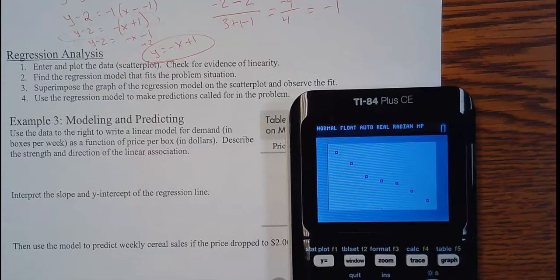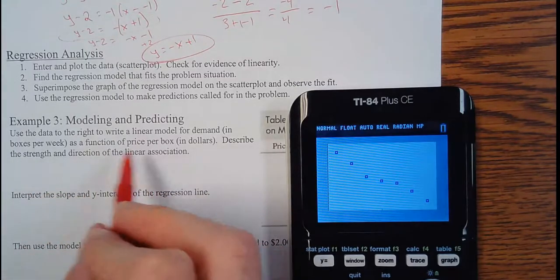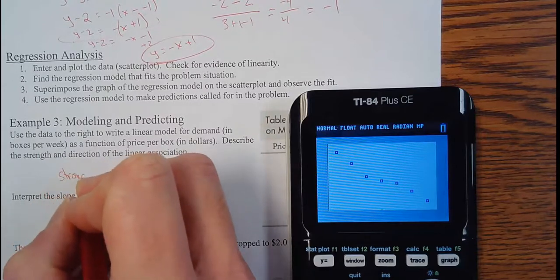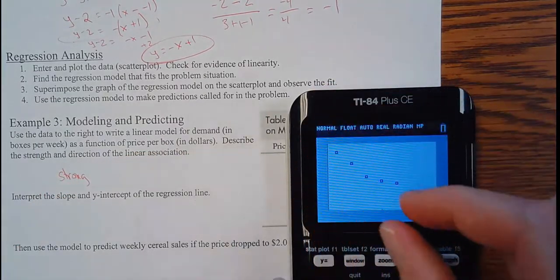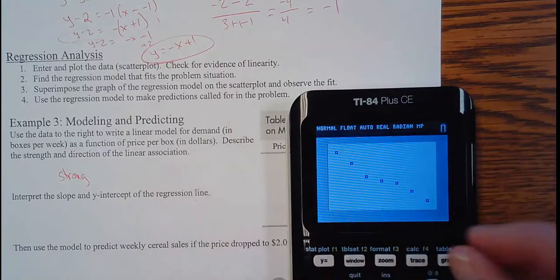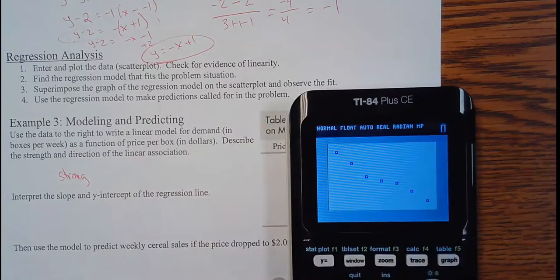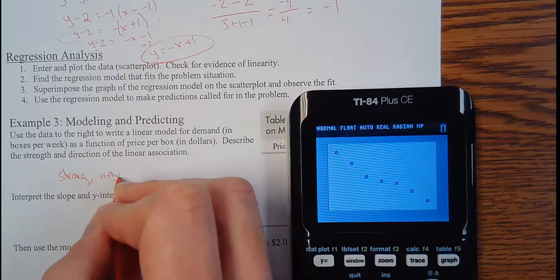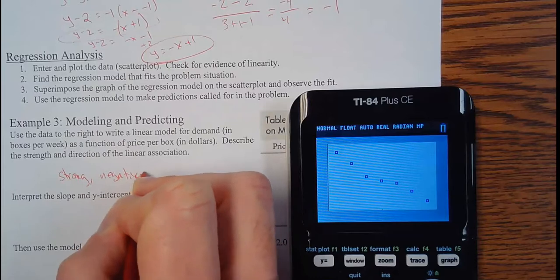So describe the strength and direction. The strength is pretty strong. It's packed pretty tightly together. Again, you can argue that there's a curve to it, but we're just going to say it's packed pretty tightly together. Is the direction positive or negative? Well, this one is negative, going down to the right.